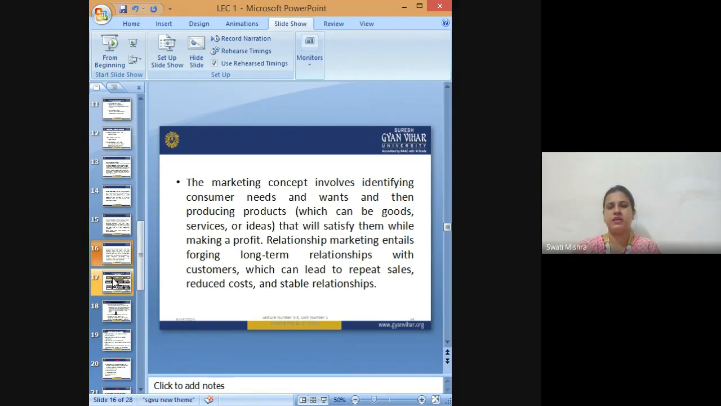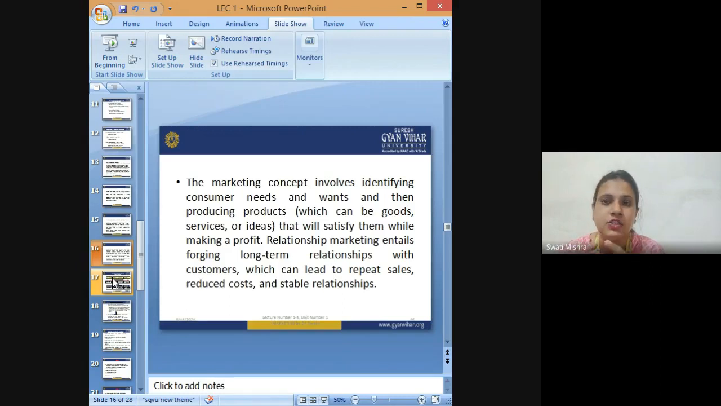Relationship marketing basically entails forging long-term relationships with the customers, which can lead to repeat sales, reduced costs, and of course, stable relationships. Whenever I talk about stable relationships, any kind of organization today is keenly looking towards a hugely loyal customer base. You can always achieve a brand-loyal customer base when you are catering to the relationships properly, managing their issues properly, and addressing their problems very promptly.